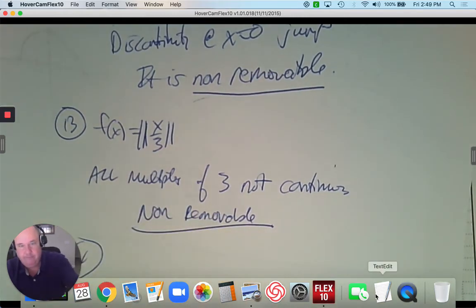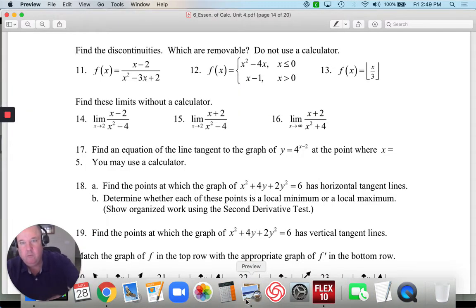14. Find these limits without a calculator. So the limit as x approaches 2. Step 1 is if you substitute it in. And if I do that, it is indeterminate. It's 0 over 0. So I'm going to factor.